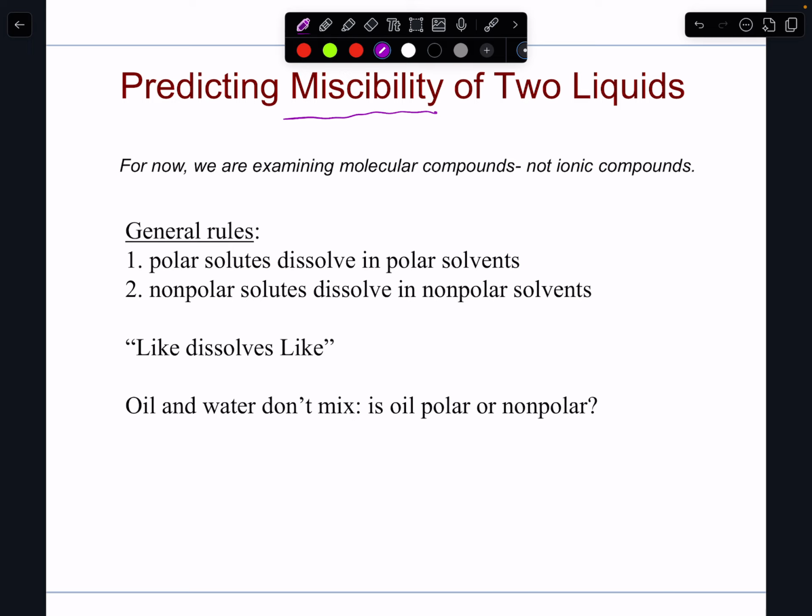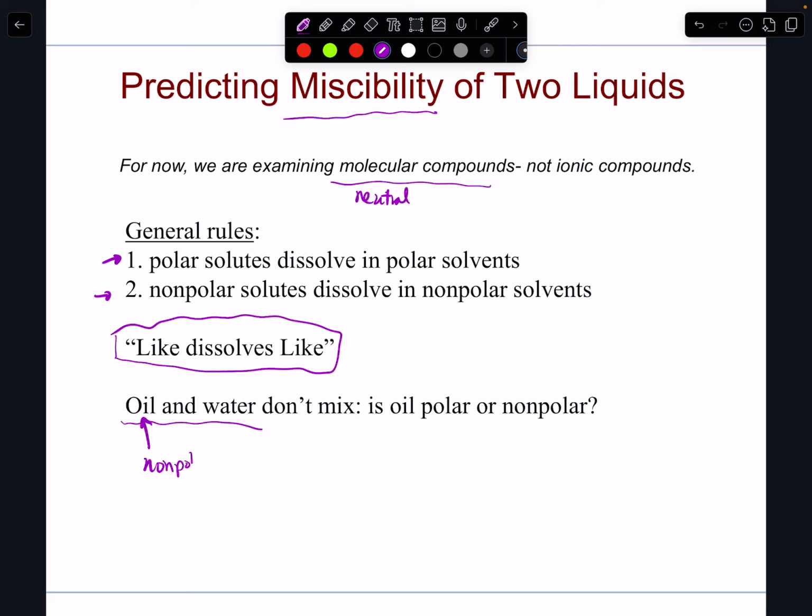And so we're looking at molecular compounds now, two neutral molecular compounds like water and methanol. We're not looking at ionic compounds. We'll do ionic compounds later. And the general rule is this: polar solutes dissolve in polar solvents. Non-polar solutes dissolve in non-polar solvents. And the chemist's cute phrase for this is like dissolves like. Things want to dissolve in things that are like them. And another example of that is oil and water don't mix. Oil is non-polar and water is polar. And so that leads to oil and water not mixing.